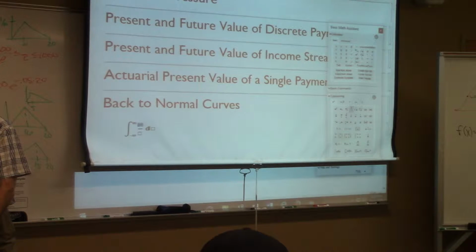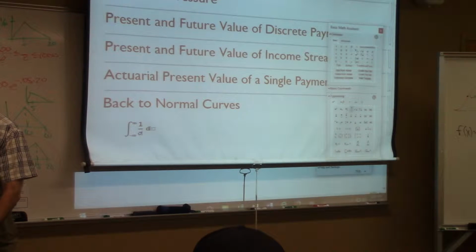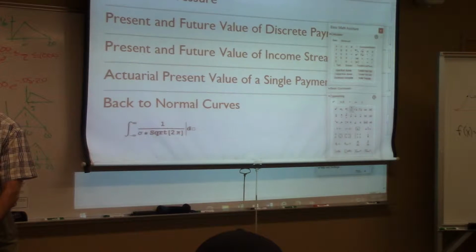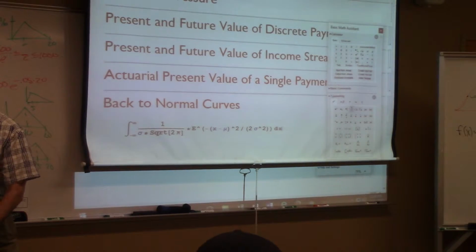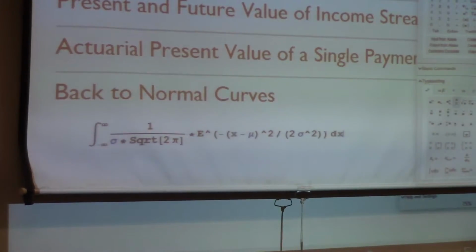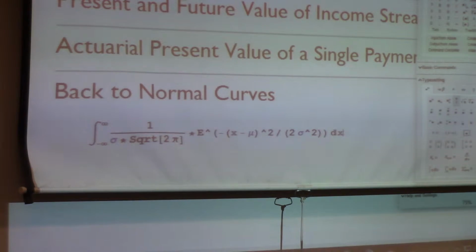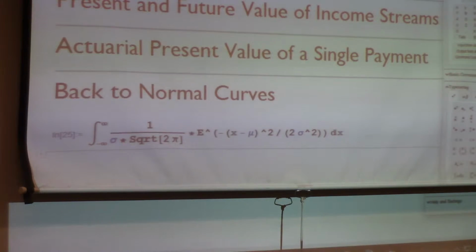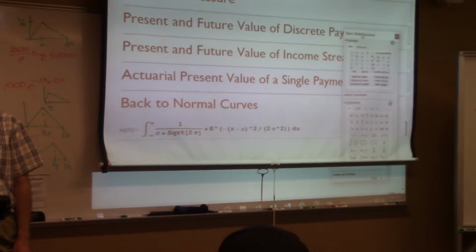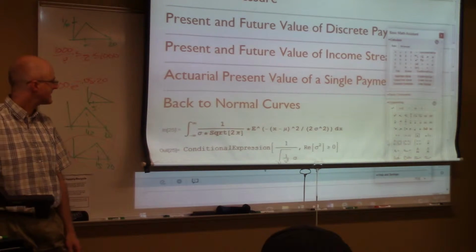Put the formula in here. 1 over sigma times square root of 2 pi times e to the negative x minus mu squared over 2 sigma squared. I think Mathematica will go ahead and tell us the answer is 1 here, even though I haven't specified mu and sigma. I think, I hope. Oh boy, it's working. Maybe it's not sure if mu and sigma are real numbers. That could be some trouble it's having. Yeah, it's not sure if they're real numbers.